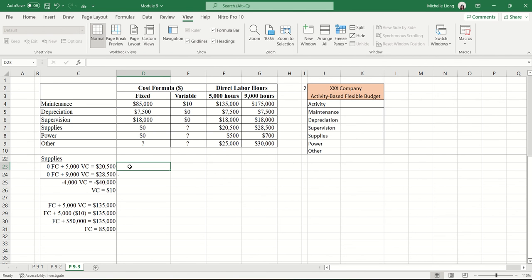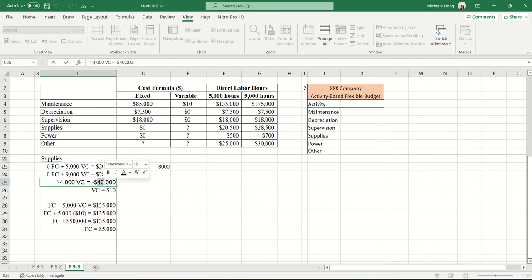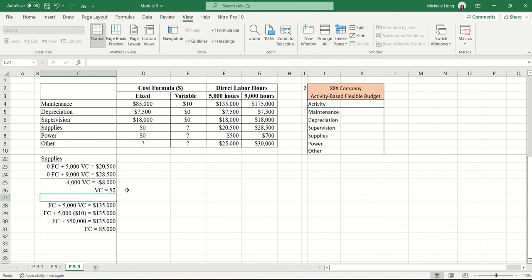But 20,500 minus 28,500, and we get minus 8,000. So we change it here. And 8,000 divided by 4,000 is $2. And yep, we got the nominal, $2.